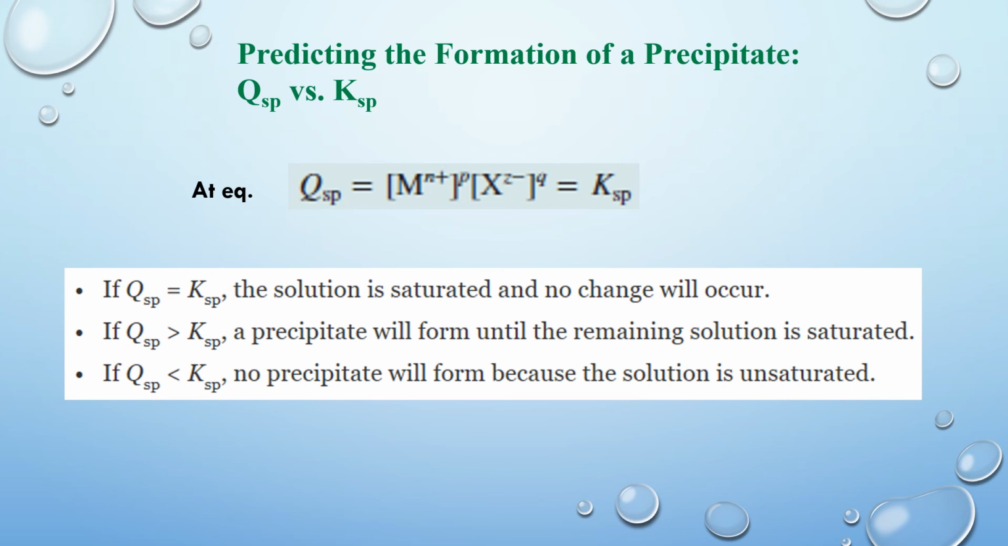When Qsp is smaller than Ksp, that means no precipitate will form because the solution has not reached saturation yet. The concentration of the solubility products is still lower than the highest allowed concentration, so it will only form the precipitate when it reaches that concentration. In this case, no precipitate will be produced. Again, if Q is greater than K, precipitate will be produced. If Q is less than K, no precipitate will be produced.